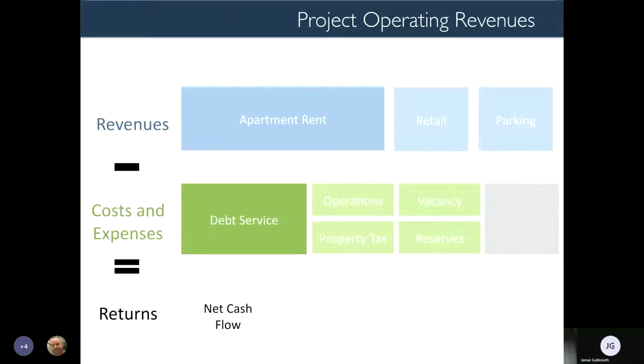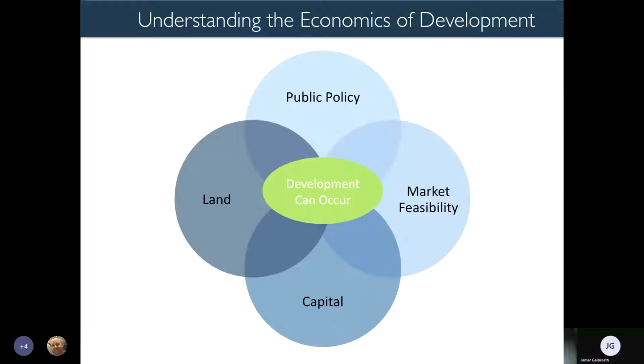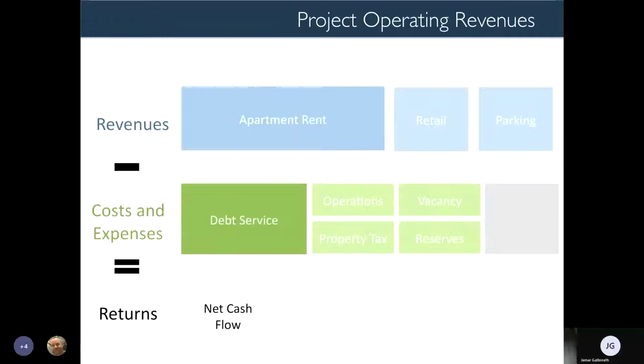I want to dig a little bit more into the operating revenues piece. So going back to this market feasibility piece, mostly just to get some vocabulary out there so that when I'm saying things, we all know what I'm talking about, but also because it matters quite a lot to thinking about what the public sector levers are that can influence production. So the basic equation, simple, intuitive: revenues have to exceed costs and expenses. There have to be some returns.